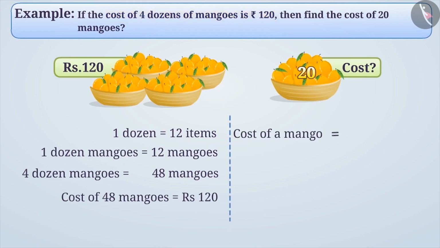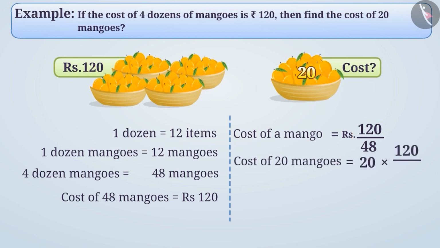Now, how do we find the cost of 1 mango? Think for a while. You've got it right. To find the cost of 1 mango, we have to divide rupees 120 by 48. Cost of 1 mango is equal to rupees 120 divided by 48. Since we need to find the cost price of 20 mangoes, we multiply 20 with the cost of 1 mango. Therefore, cost of 20 mangoes is equal to 20 into 120 by 48. By solving this, we get the cost price of 20 mangoes, that is rupees 50. In this way, we can solve such questions easily with the correct use of unitary method.